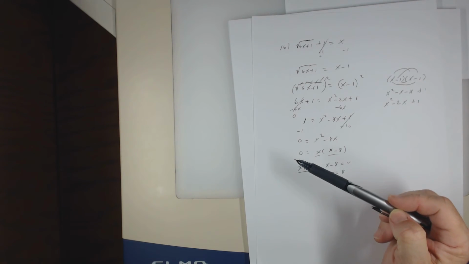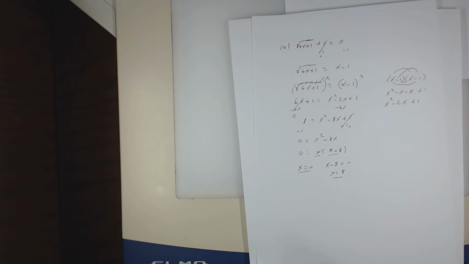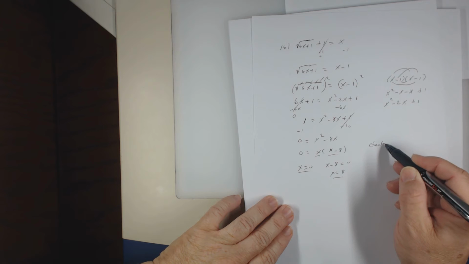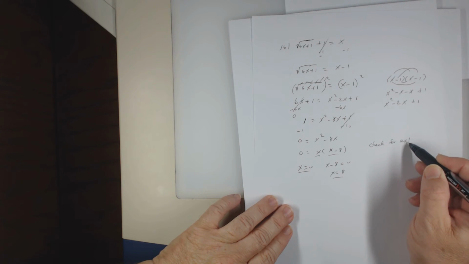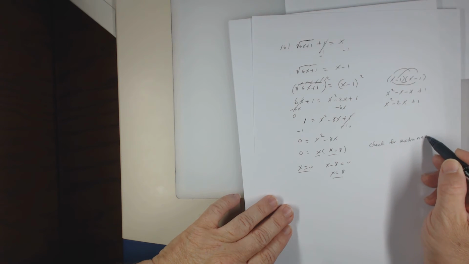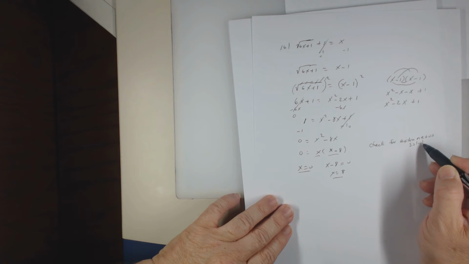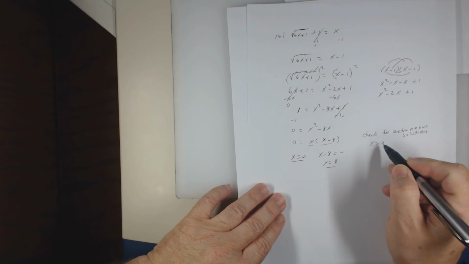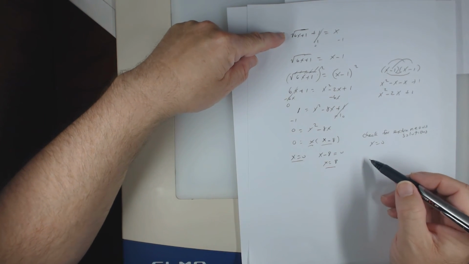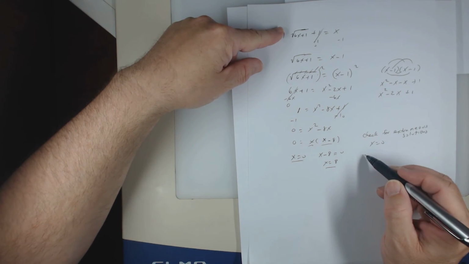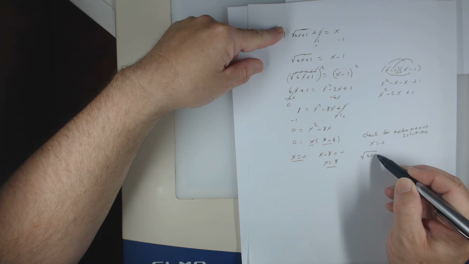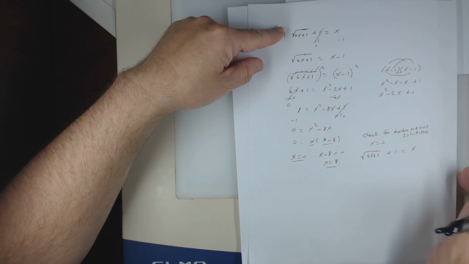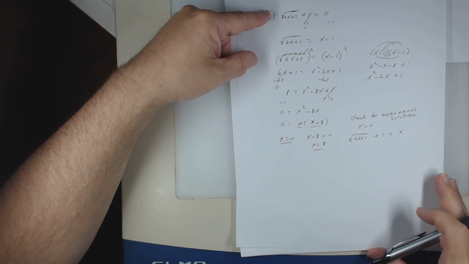Okay? All right, now always go back to the original. Go back to the original. So we're going to check for extraneous roots or extraneous solutions. All right, so let's do x equals 0. So I'm going to just rewrite the original one. So the square root of 6x plus 1 equals x. So in place of x, what do I plug in?